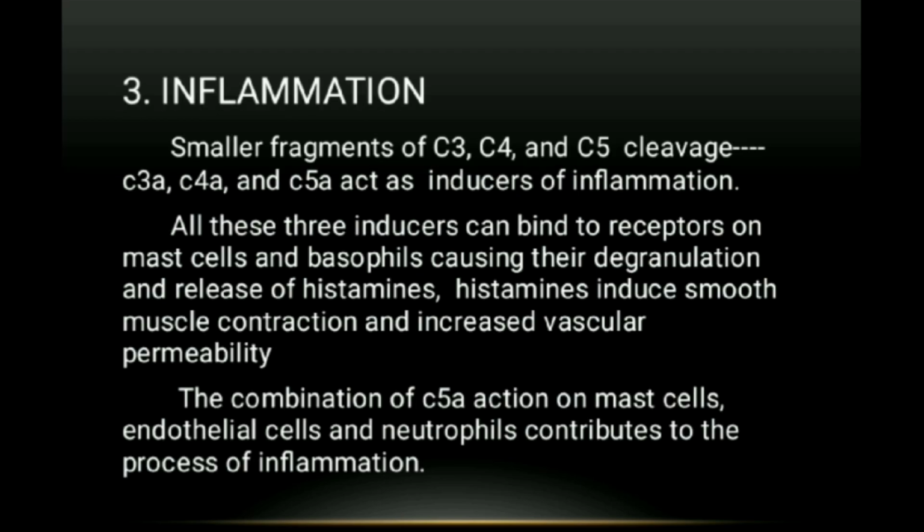Inflammation. Smaller fragments of C3, C4 and C5, the cleavage products C3a, C4a and C5a, act as inducers of inflammation. All three can bind to receptors on mast cells and basophils, causing degranulation and release of histamines. Histamines induce smooth muscle contraction and increased vascular permeability. The combined actions of C5a on mast cells, endothelial cells and neutrophils contribute to the process of inflammation.